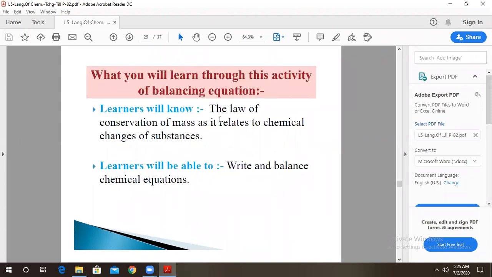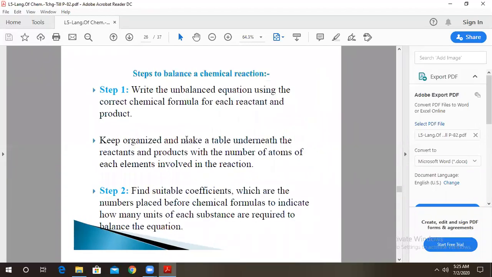By balancing the equation, what will we know? We will come to know the law of conservation of mass as it relates to the chemical change of substances. We will know the law of conservation of mass and we will be able to write the balanced chemical equation. So what are the different steps?